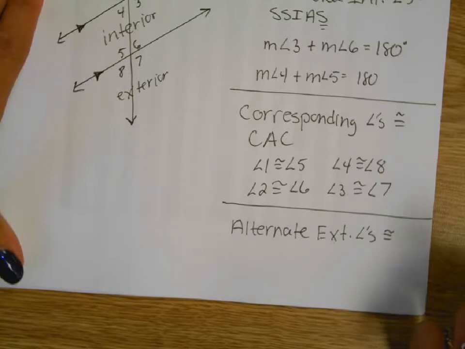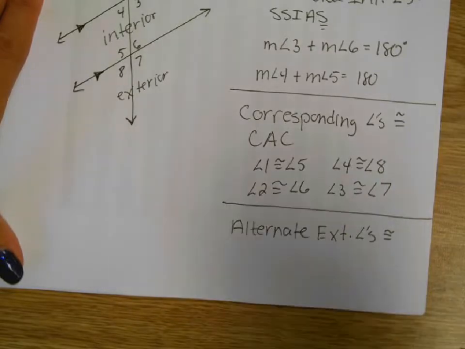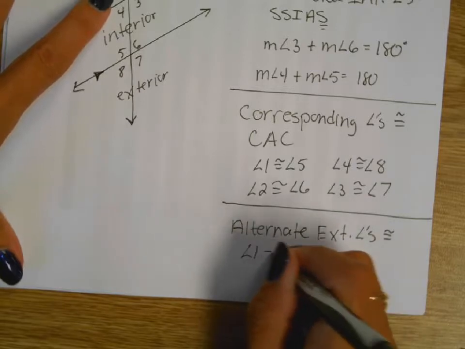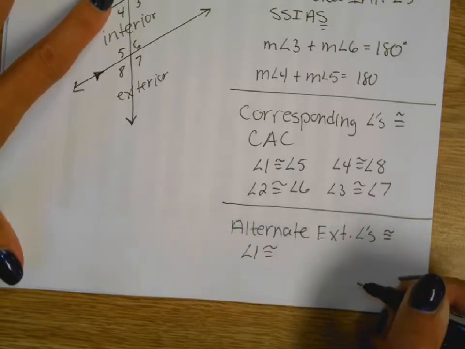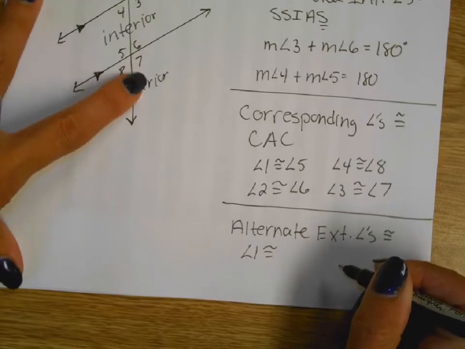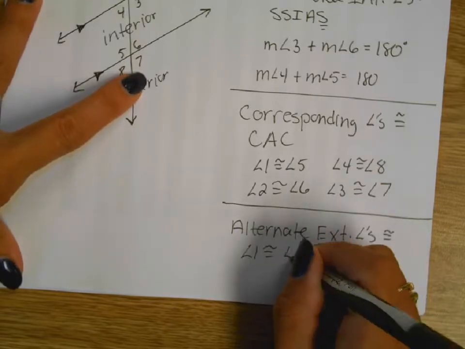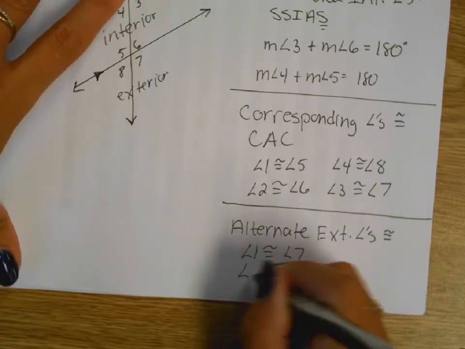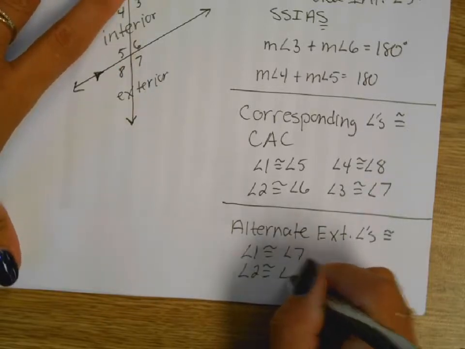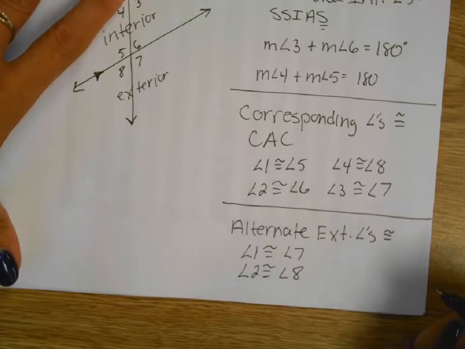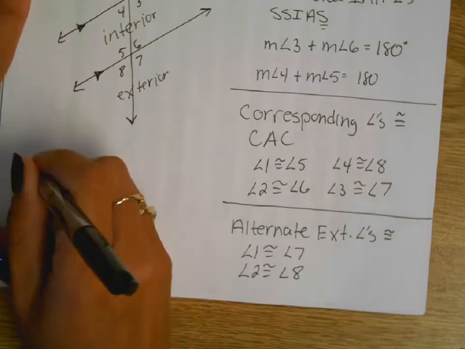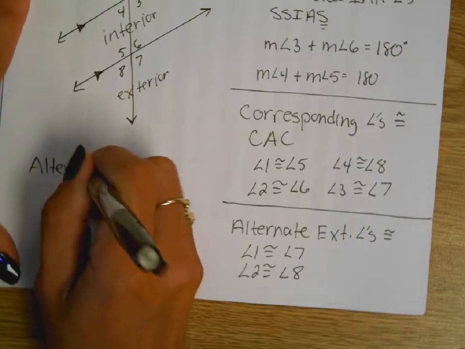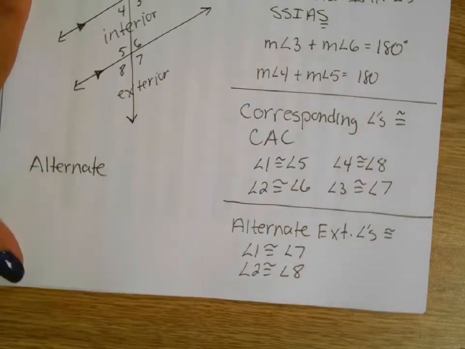So they're in the exterior, and they're on alternate sides of that transversal. So what is angle 1 an alternate exterior with? 7. Alternate side of the transversal still in the exterior. And then 2 would go with 8. And our last set were alternate.